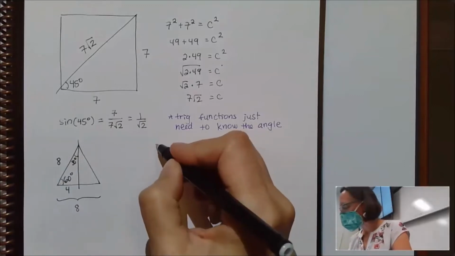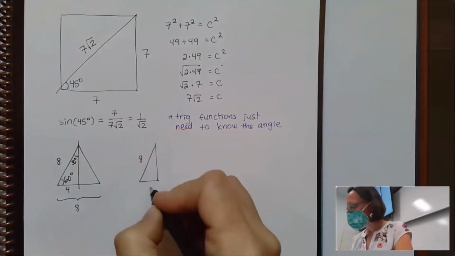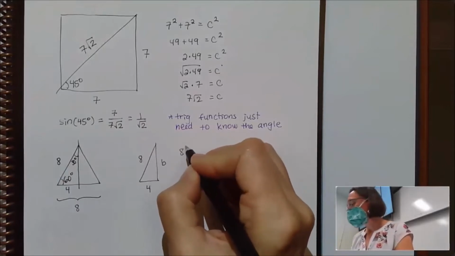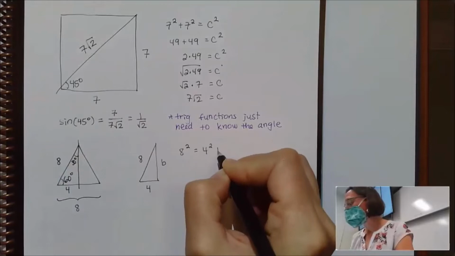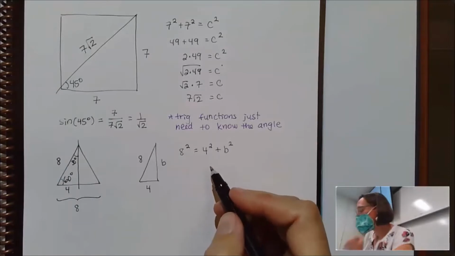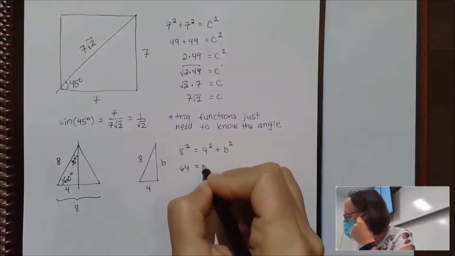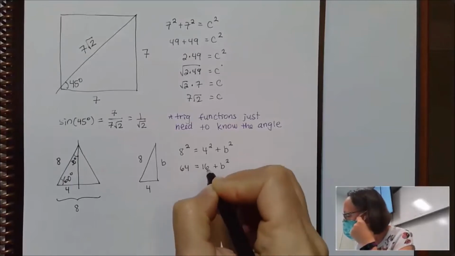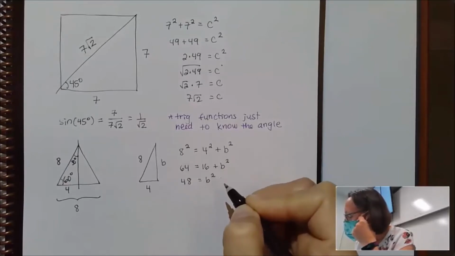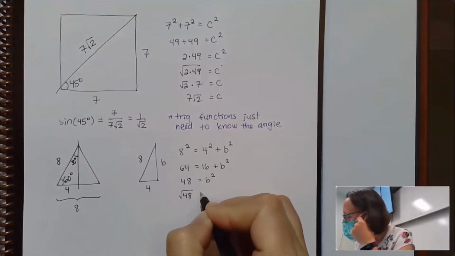It got a little messy in here, so I'm going to draw it again over here. But I know that my hypotenuse is 8, this side is 4, and if I'm not sure what that other side is, I can go 8 squared is equal to 4 squared plus b squared, and we'll just do some math. 8 squared is 64. 4 squared is 16. 64 minus 16 is 48. So I'm going to have the square root of 48 is equal to b.